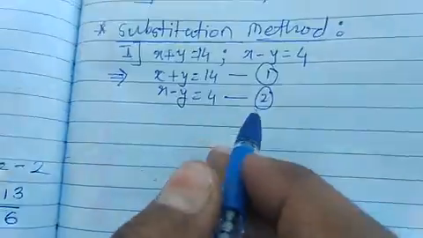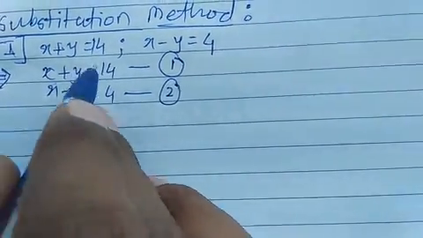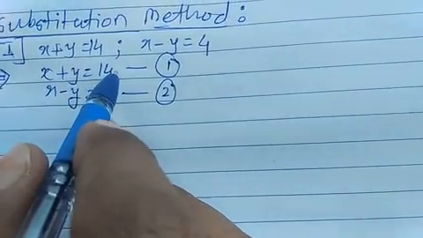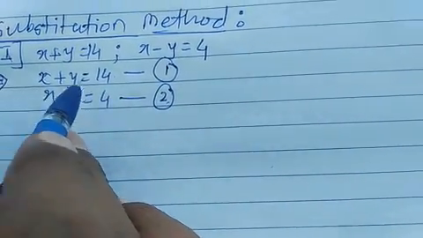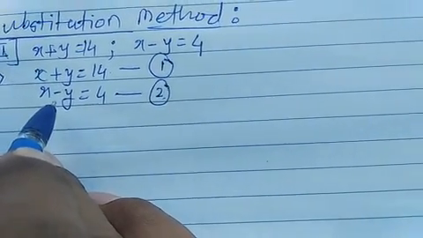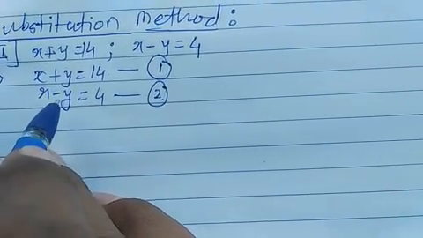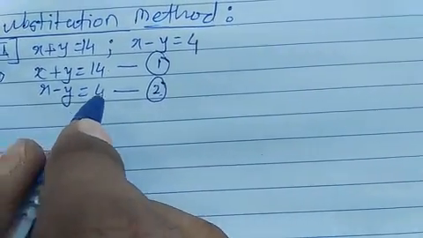Now in this, I will take any one of the equations and convert it into only one variable. Here x plus y is equal to 14 is the first equation, and x minus y is equal to 4 is the second equation. We can choose any one of the equations. So here I will select equation number second, because using this equation we can solve the example easily. I will take x minus y equal to 4.